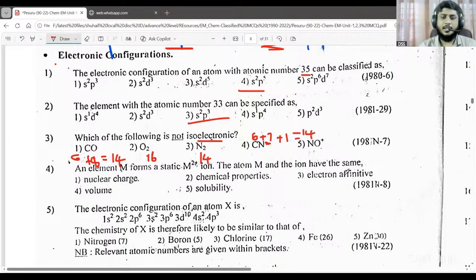Now you can understand the answer yourself. Here 14, here 14, here 14. Nitrogen is 7, oxygen is 8. What do you mean by plus charge? They have lost an electron. 7 and 8, 15 minus 1, 14. So you can see which is not isoelectronic, they have asked. So the answer is O2. O2 has 16 electrons. All the other species have 14 electrons. This is the meaning of isoelectronic.